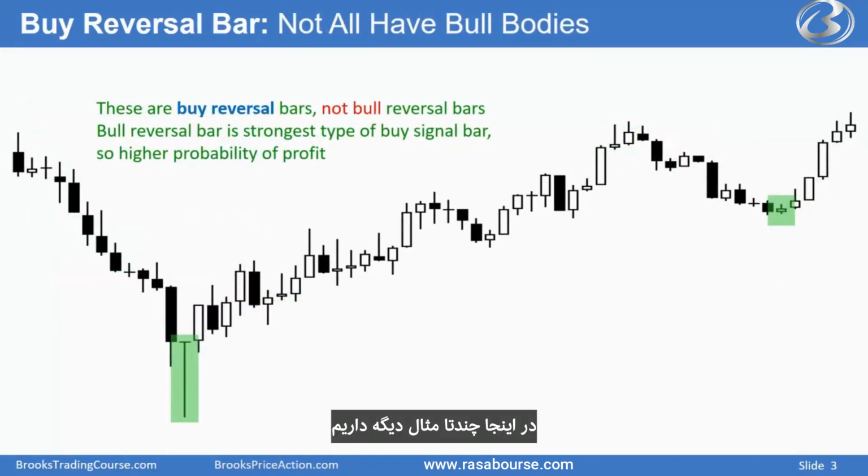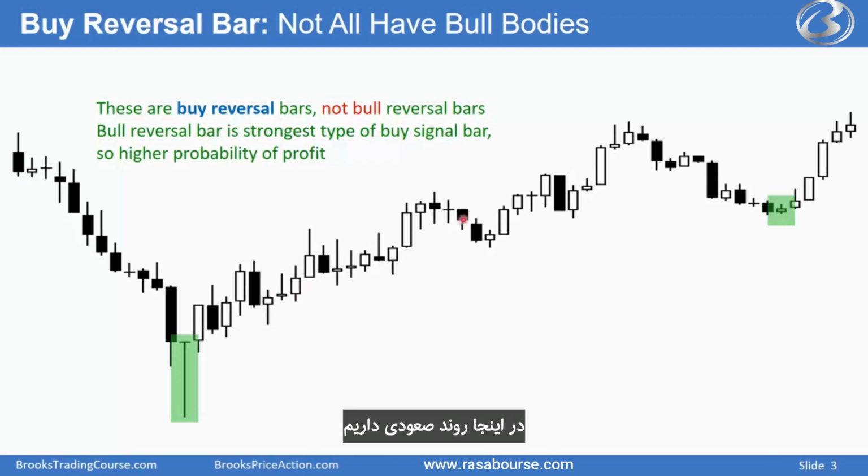Here are some other examples of buy reversal bars that are not bull reversal bars. So we have a bear trend, a little bit climactic here, and then much more climactic here, and the market sold off, and then by the end of the bar, it completely reversed back to where it started. It closed above its midpoint, so it's a buy reversal bar, but it does not have a bull body.